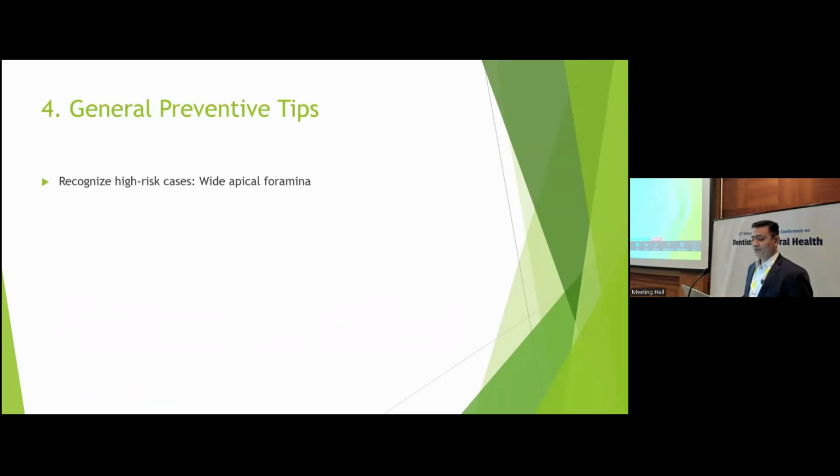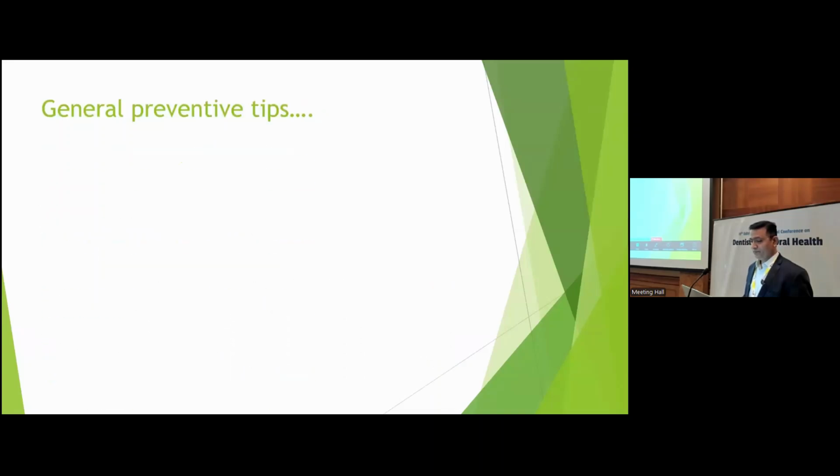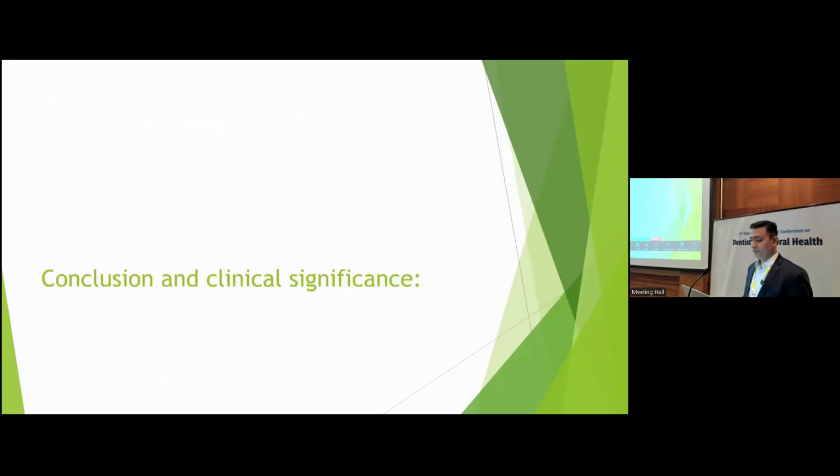General preventive tips for the prevention of extrusion are: always recognize the high-risk cases, like wide apical foramen, mature teeth with apical resorption, and over-enlarged apical cases. There should be a more conservative preparation in those cases. General tips: accurate working length, proper instrumentation, and a non-cutting tip of the instrument should be used. There should not be any canal transportation, or you can use heat-treated nitinol. They are better for the prevention of extrusion.